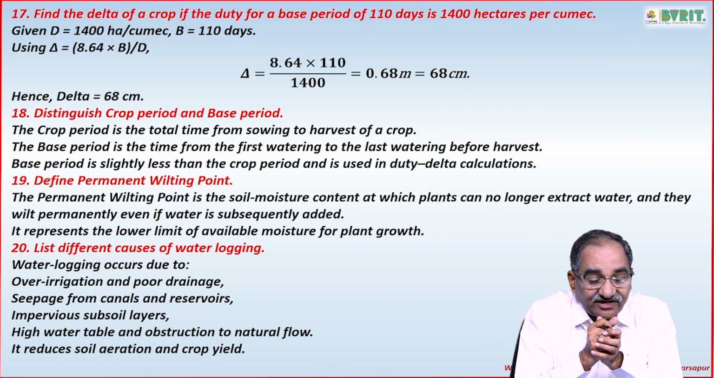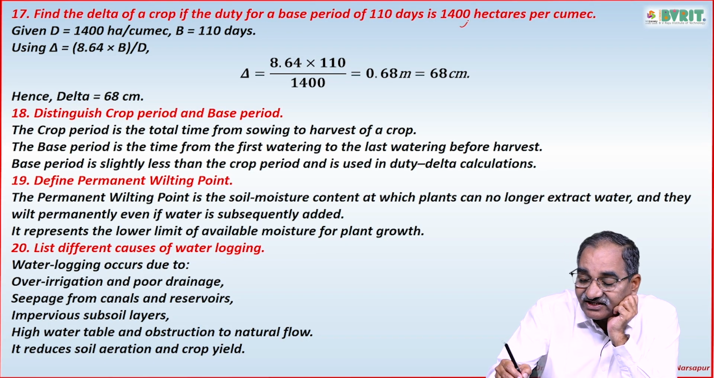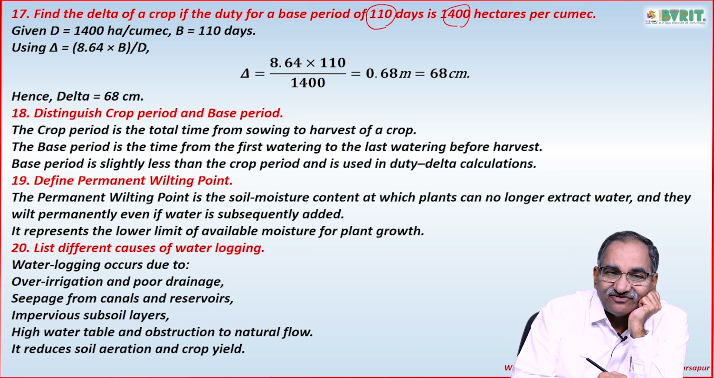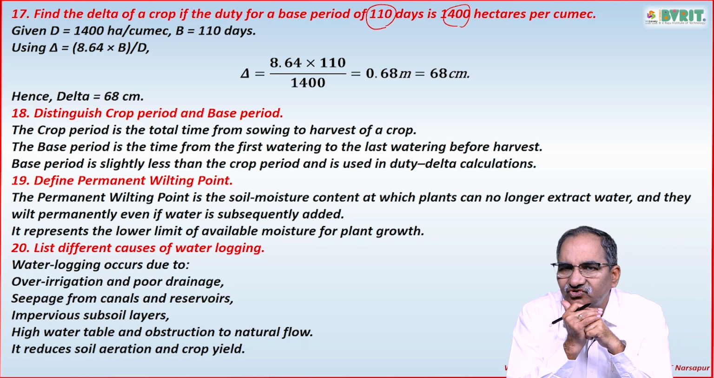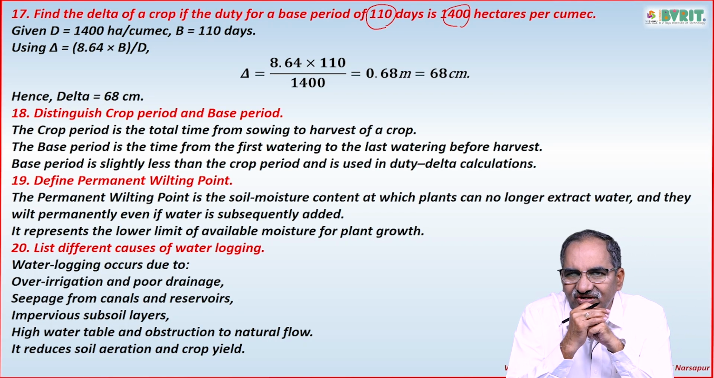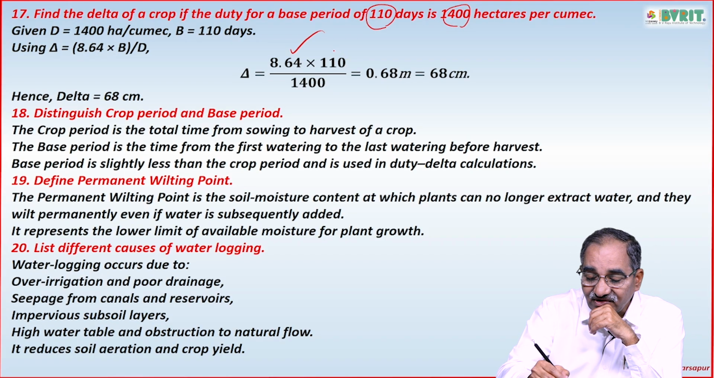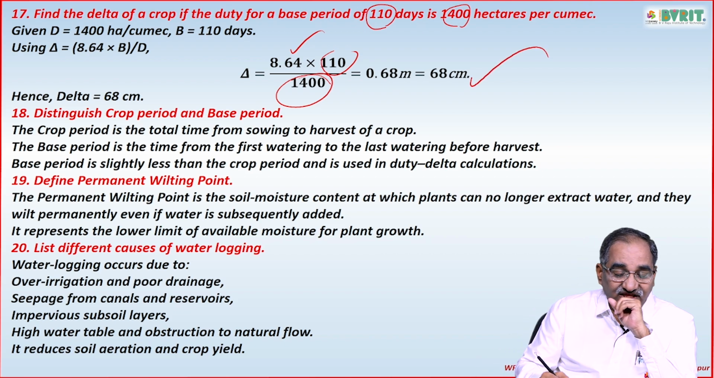Find the delta of a crop if the duty for a base period of 110 days is this. That means duty is given to you, base period is given to you, and he is asking to find out delta. You know the relation between duty and delta: delta = 8.64 B by D. B is the base period, D is the duty. So this is the thing.